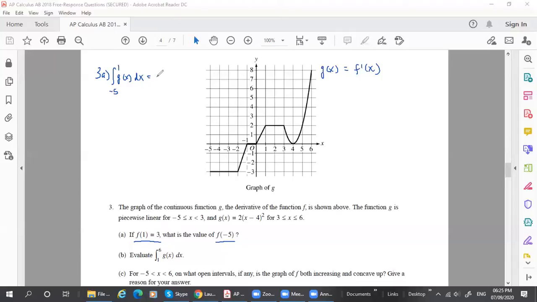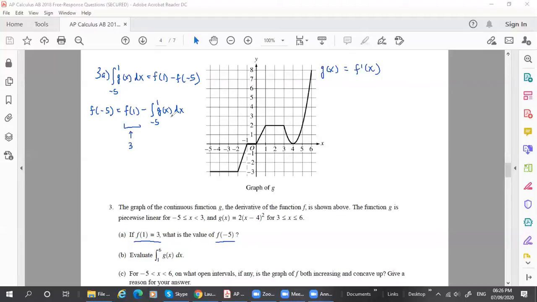And that is given by f(1) minus f(-5) from the fundamental theorem of calculus. Upon rearrangement, we see that f(-5) is given by f(1) minus the definite integral of g(x) from -5 to 1. Since f(1) is given as 3, this has a value of 3.